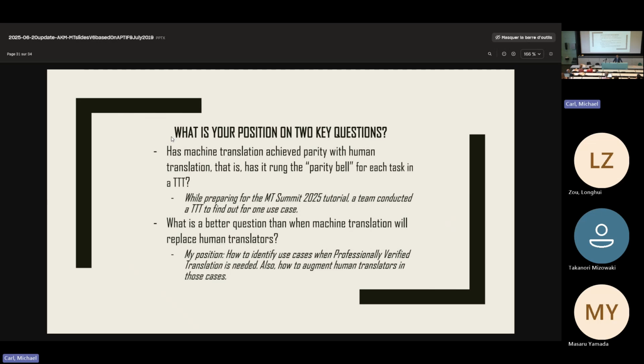I think a better question is: identify use cases when professionally verified translation is needed, and use cases where unverified translation, either non-professional humans or raw automatic output, is suitable and not too risky. And when a professional is needed, how can we augment the capabilities of the professional? That's my position. I imagine that each person on this team has their own position on that, and that's fine. We've somehow learned to work together.